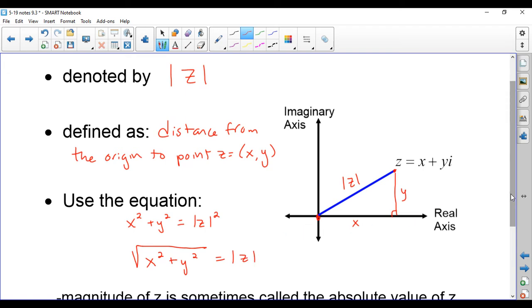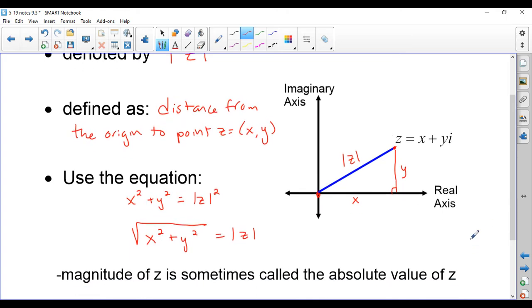Now, we saw that the notation is the same as absolute value, and sometimes that magnitude is called the absolute value of z. You remember the definition of absolute value for real numbers is distance from 0. That is the same thing for any number on the real axis. This point on the real axis is the square root of x squared away from 0. So absolute value is actually a special case of this magnitude formula.